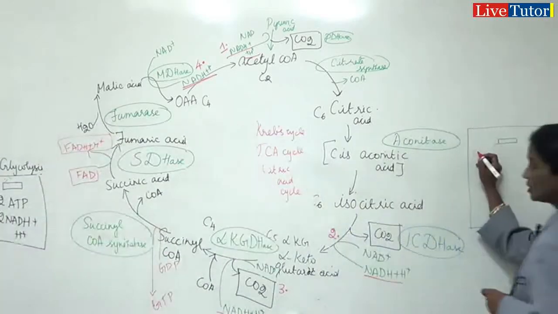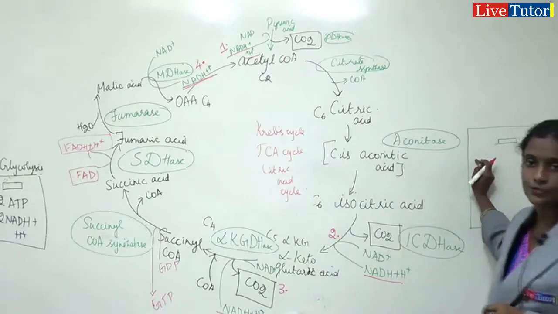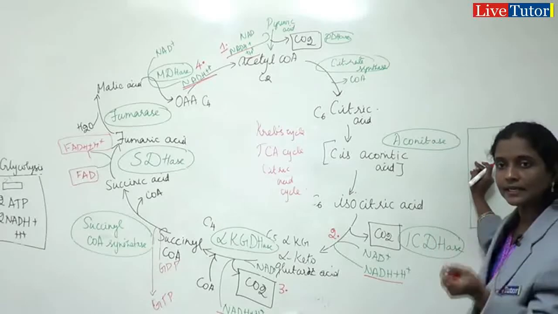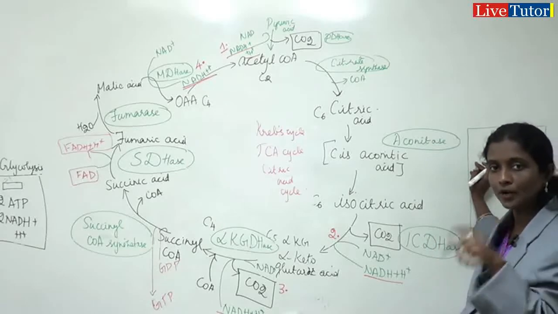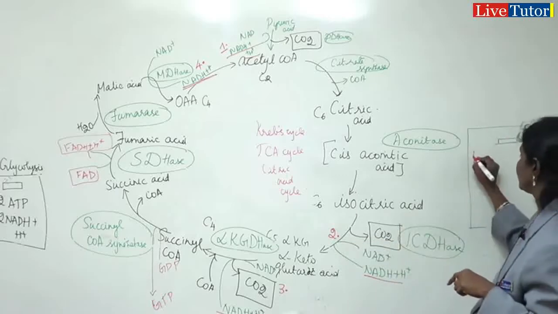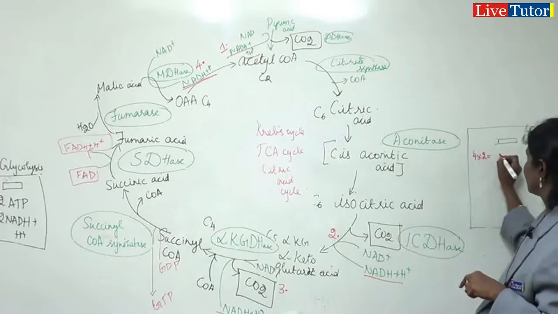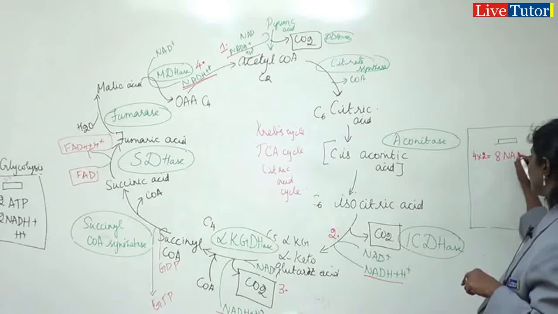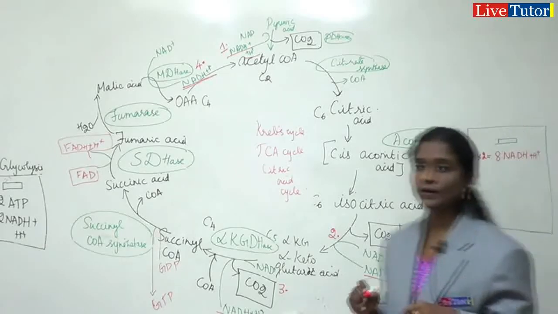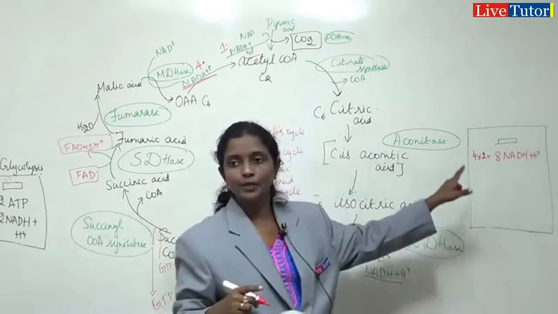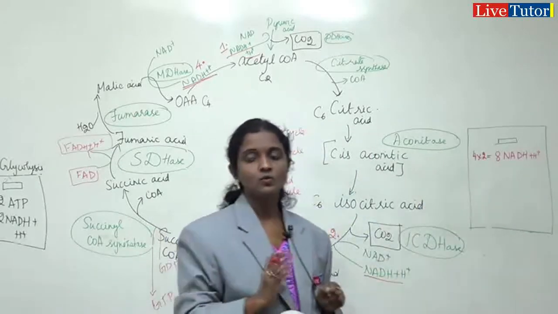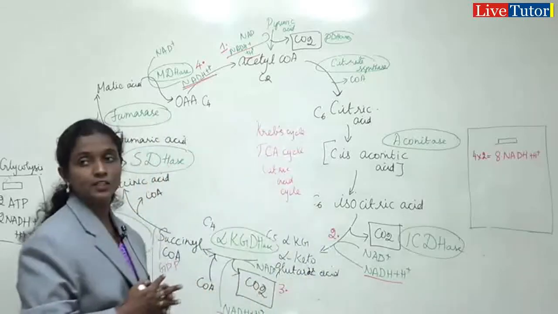So is it just 4, or 4 into 2? Because we said from the glyceraldehyde step itself, everything is going to go in 2 rounds. So 4 into 2, because 2 rounds, 8 NADH plus H plus. Okay, fine. Now what is the next one? 8 NADH plus H plus.